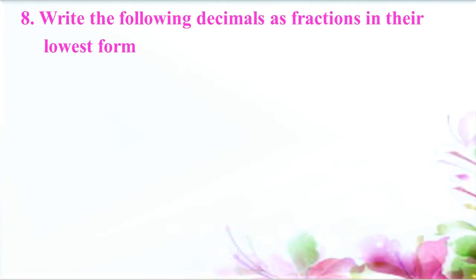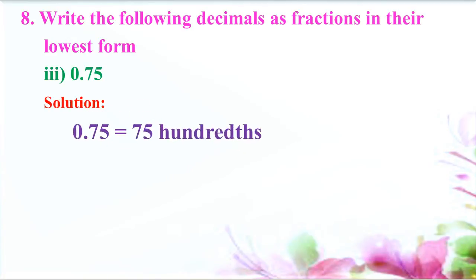Write the following decimals as fractions in their lowest form. 0.75. We can write 0.75 as 75 hundredths. That means 75 by 100. When you simplify, 3 25s are 75 and 4 25s are 100. So here we'll get 3 by 4. Is there a common factor for 3 and 4? No. So we can write 3 by 4.